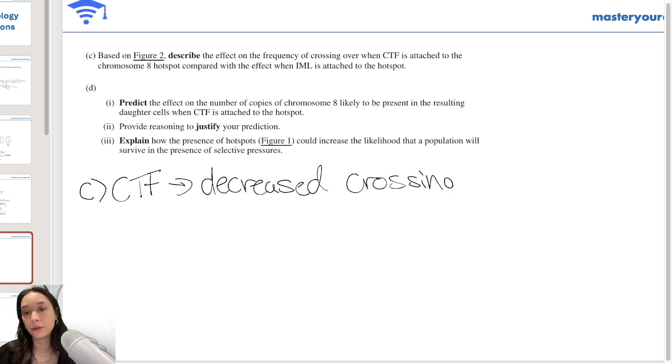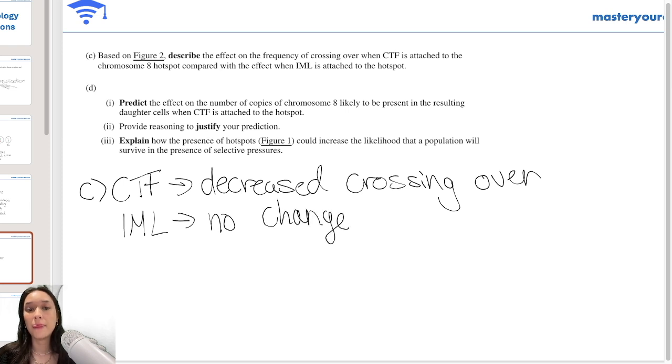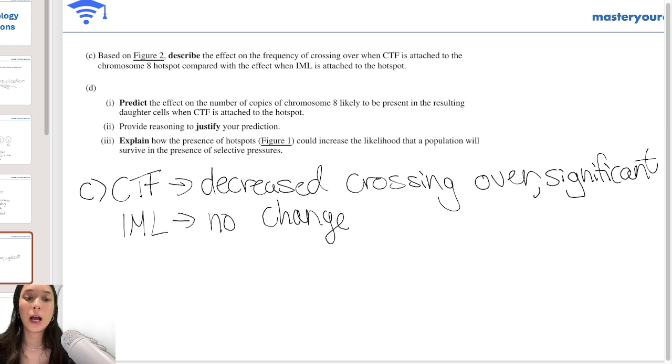And again, write these in full sentences. And then for IML, there's no change. And then I would maybe mention that it's significant, just in case. Again, I don't have the marking scheme for these, so I put as much information as you can. However, you likely wouldn't get a mark off if you didn't mention that it was significant. I'm just putting that just in case.